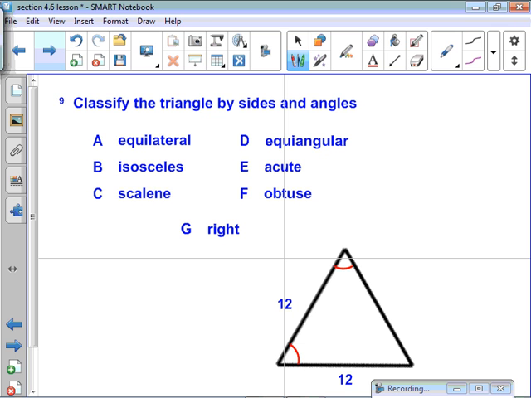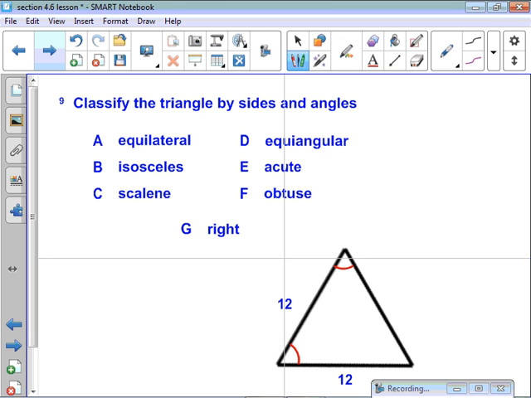Classify the triangle by sides and angles once again. Okay, so here's where you could get tripped up. You see that you have two sides the same. You see that you have two angles the same. You might say, well, there's nothing else I can label here. Except that you need to be very careful.